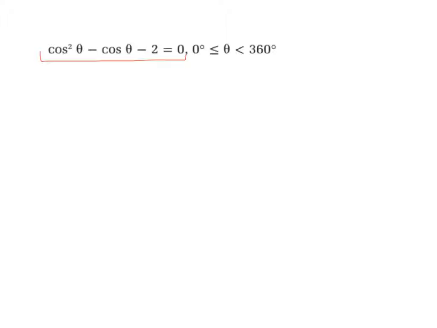So if it gives you a restriction like that, then we want our answers to be in degrees. But this cosine squared theta minus cosine theta minus 2 equals 0 is kind of a complex equation. And so one way that we deal with complex equations is by making them simpler. And we make them simpler by doing a substitution.